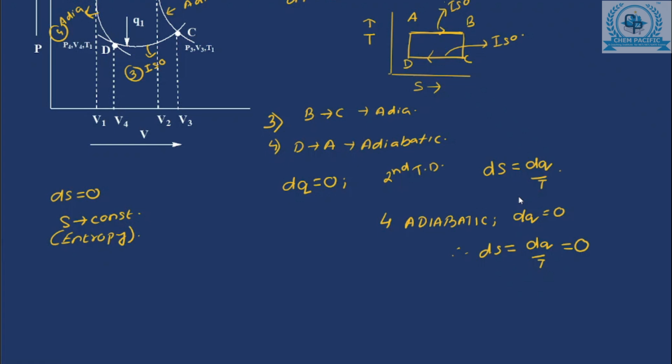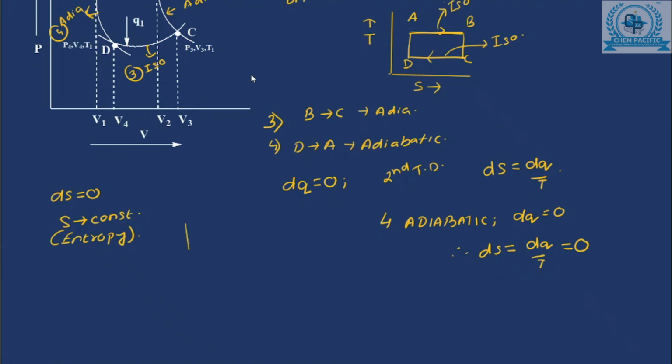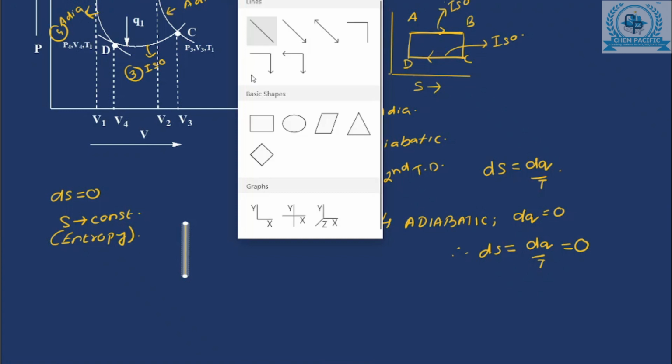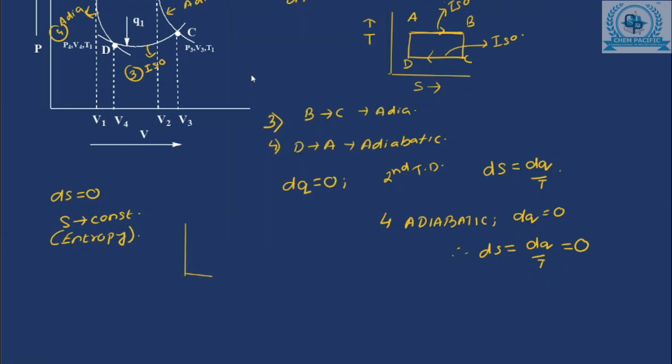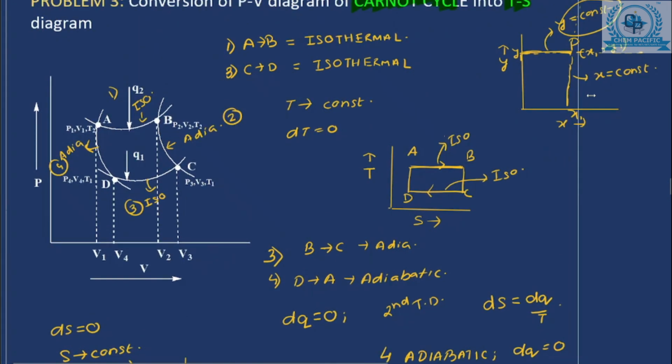Now this S is constant. Okay. Now when S is constant, you have the TS diagram. So in this case the S, the entropy, is the x-axis. So I have already defined that when x is constant, it is going to be a line which is parallel to the y-axis.